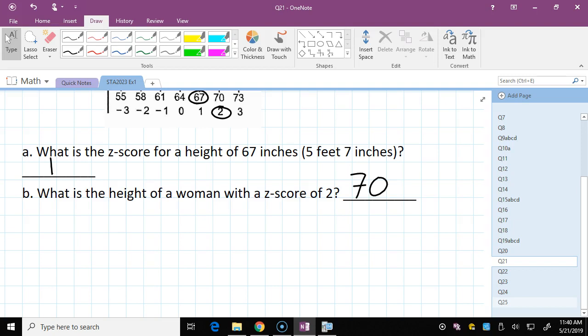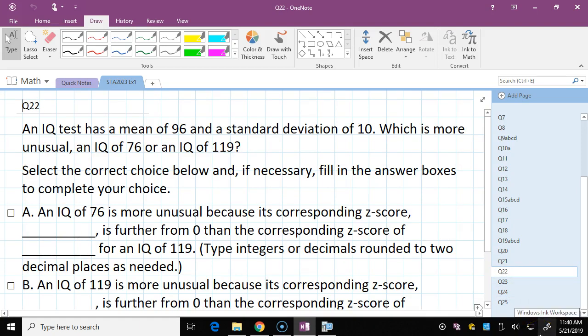All right. Number 22, again, all about z-scores. They took away the picture. But we already know the formula that we just talked about. It's the same formula. That's all we're going to run. So here it says an IQ of 76 is more unusual because its corresponding z-score, blank, is further from 0 than the corresponding z-score. Well, these are the multiple choice answers, so I got to go back.